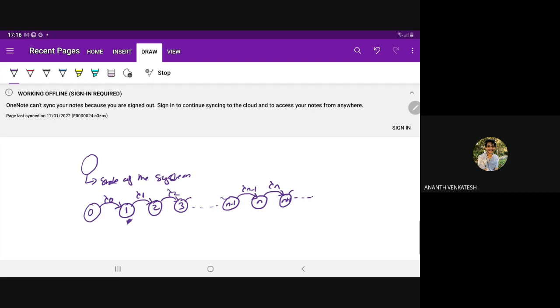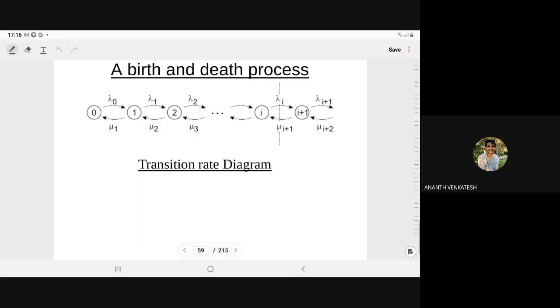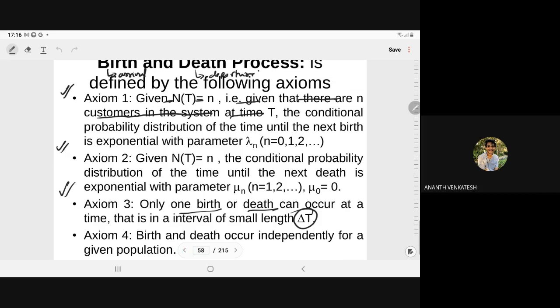Now, one very important thing you have to note here: generally you make a mistake. That's why here we have written lambda n starting from 0, 1, 2, 3, because the first customer arrives only when there is zero customer, right? So that's why we are starting this n from 0, 1, 2.